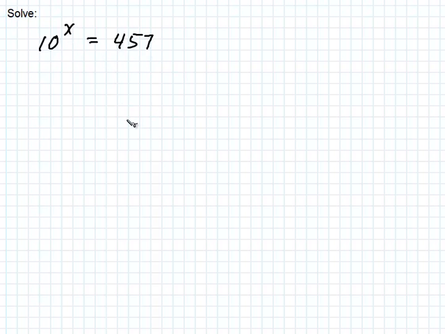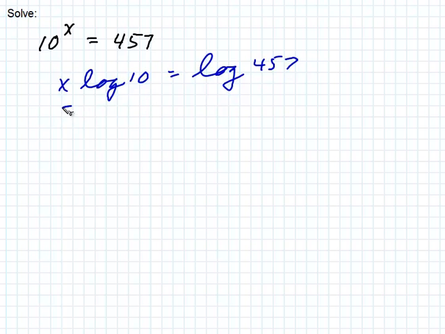I'm going to take the log of both sides, just like I did a moment ago. So if I take the log of 10 to the x, I'm going to just write it down. It's going to be x log 10 is equal to the log of 457. Okay? I simply took the log of both sides and I brought the x down to the front because I know I can do that. So I did that part. So that's really two steps there.